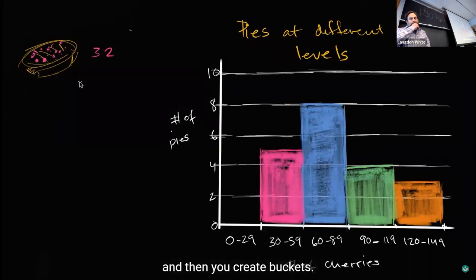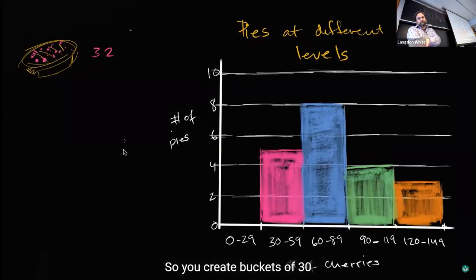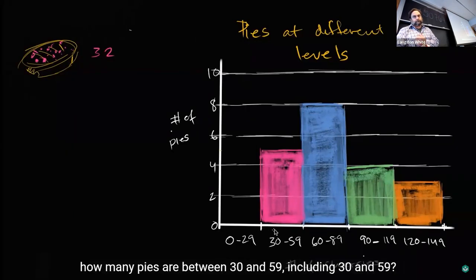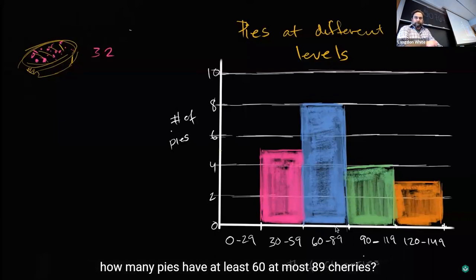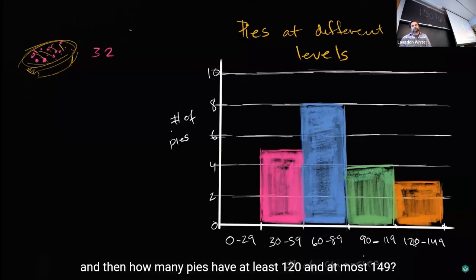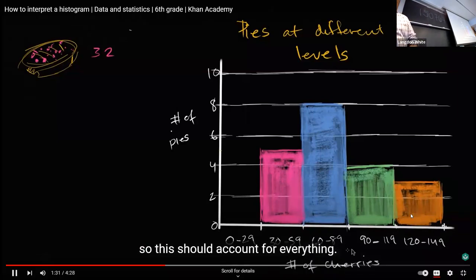And then you create buckets, because you don't want to create a graph with exactly that many cherries. You just want to get a general sense of it. So you create buckets of 30. Say, how many pies have between 0 and 29 cherries? How many pies have between 30 and 59, including 30 and 59? How many pies have at least 60 and at most 89 cherries? How many pies have at least 90 and at most 119? And then how many pies have at least 120 and at most 149? And you know that you don't have any pies that have more than 149 cherries, so you account for everything. And then you count those.